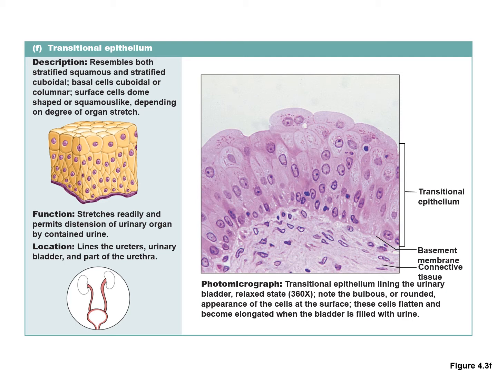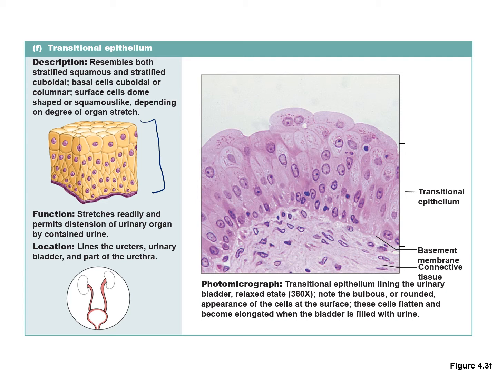This epithelium is also not very common. This is transitional epithelium, and it resembles both stratified squamous and stratified cuboidal. So basal cells are cuboidal or columnar, and surface cells are squamous-like. And why do we have this different appearance? So here, if you look, it's really like stratified cuboidal. But remember, in our body we do not really have so much stratified cuboidal, and if we do, it's usually only 2 layers. Here we have way more layers than 2.